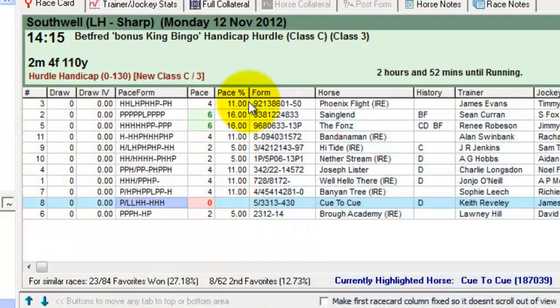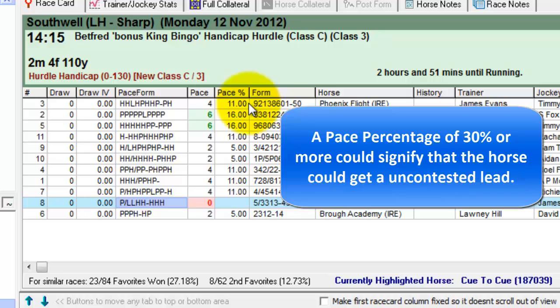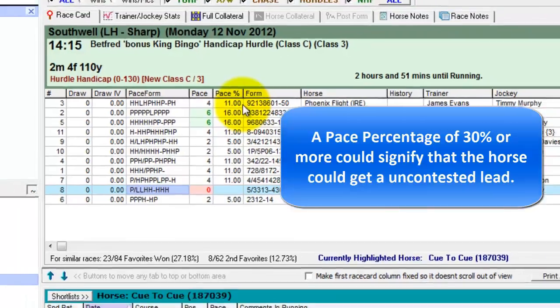The pace percentage is calculated from looking at all the pace ratings in this race to show a percentage chance if any particular horse could get an uncontested lead. This particular race is quite evenly spread, with the percentages very close together. But on some occasions you can get horses that might have a percentage of over 30. In this case they are worth a further look, since they may get an uncontested lead.